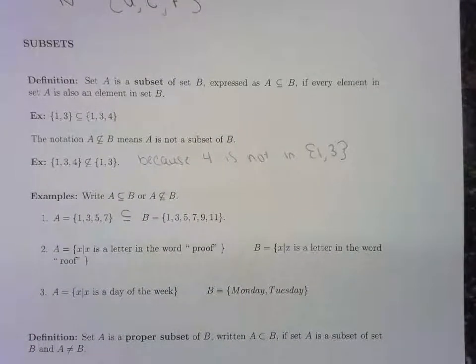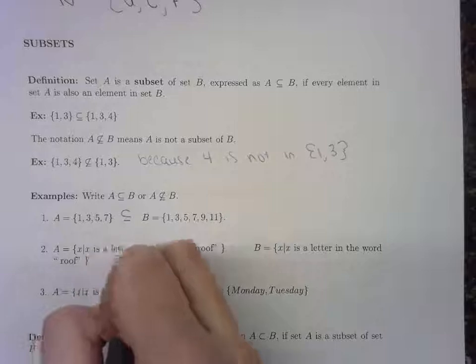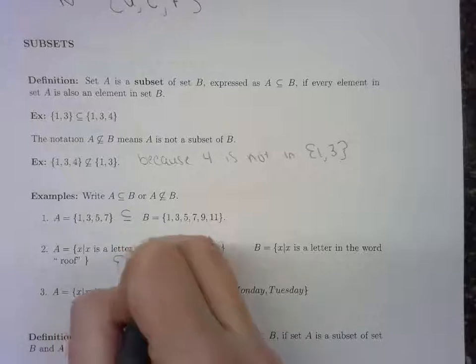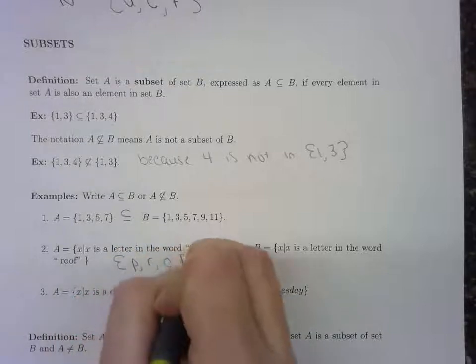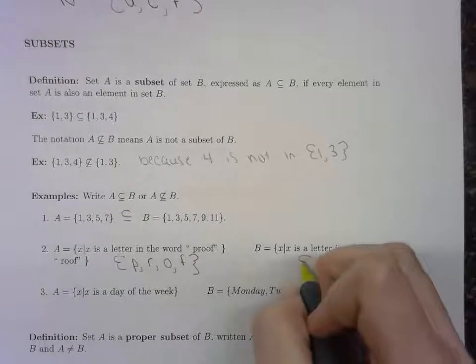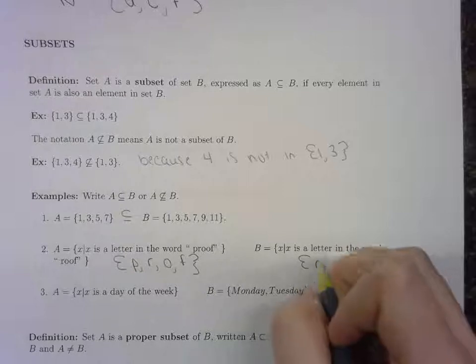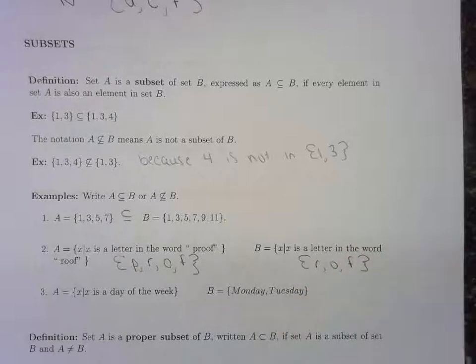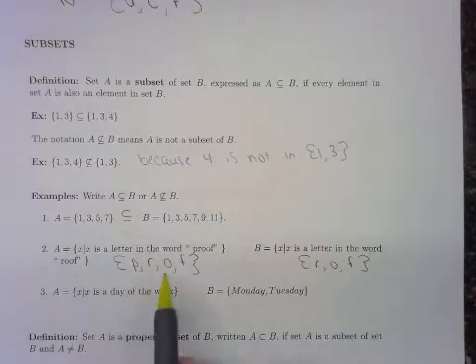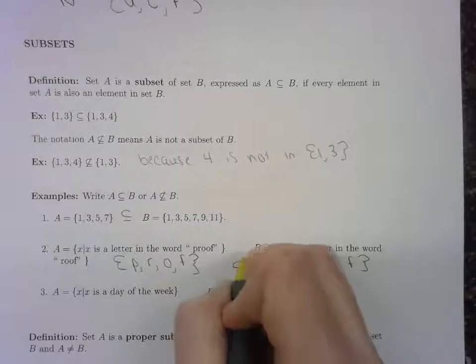Okay, number 2, we have A equals {x such that x is a letter in the word proof}, and B equals {x such that x is a letter in the word rough}. Okay, so I'm going to write out what A is. So A is the word proof. So we have a P, an R, an O, and an F. Remember, we don't need to write the O again. And then B is the letters in the word rough, so R, O, F. Okay, so is every element inside of the set B, which we have no. So P is not in B, so this would not be a subset.